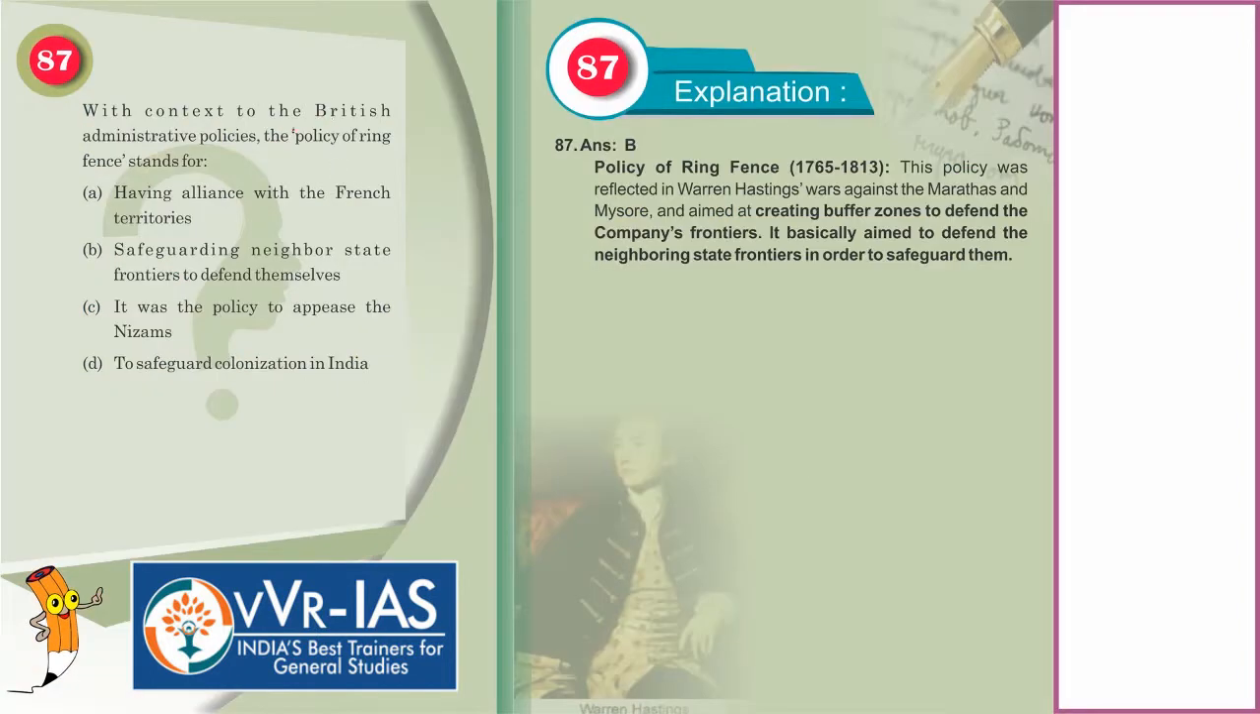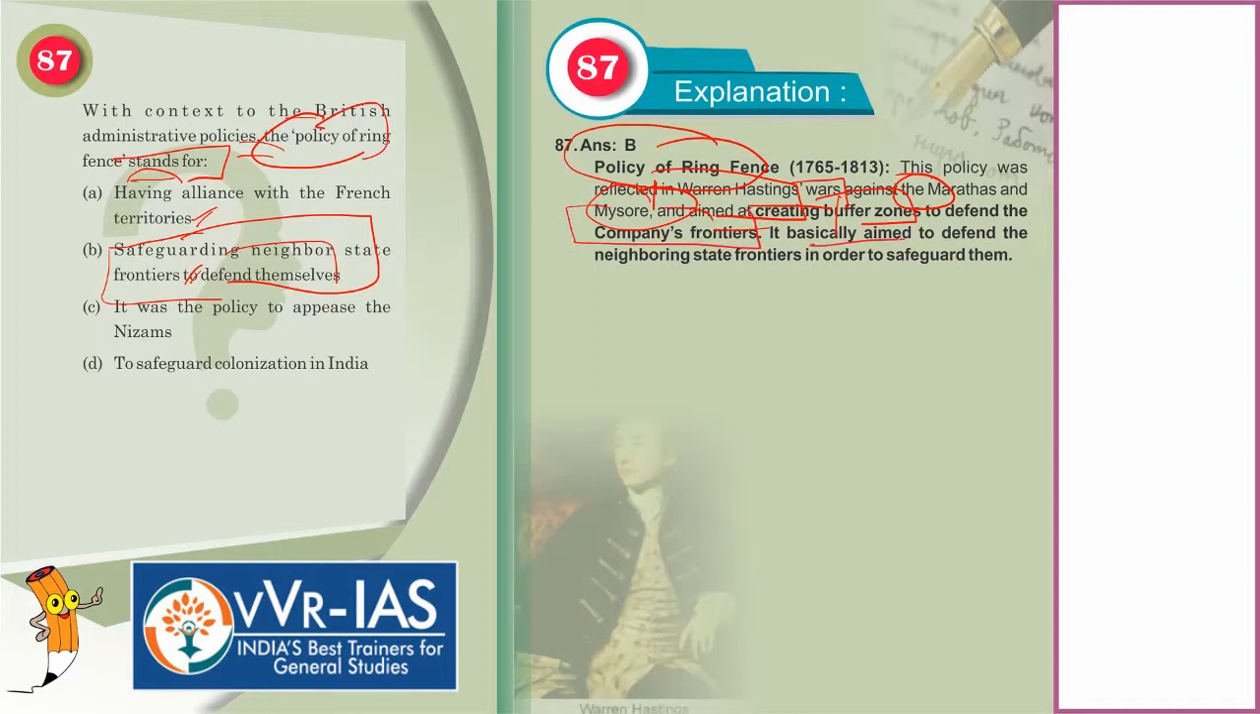With the context to the British administrative policy, the policy of ring fence stands for having alliance, safeguarding neighbor states' frontier. See, you can clearly understand the policy of ring fence. The policy of ring fence was reflected in Warren Hastings' war against the Marathas and the Mysore. It aimed at creating buffer zones to defend the company's frontiers. Basically aimed to defend the neighboring state frontiers in order to safeguard them.